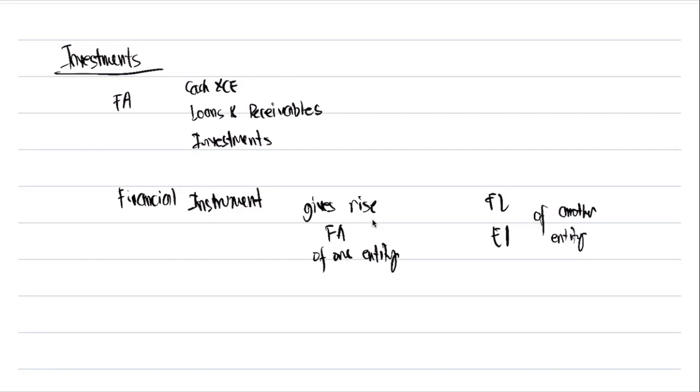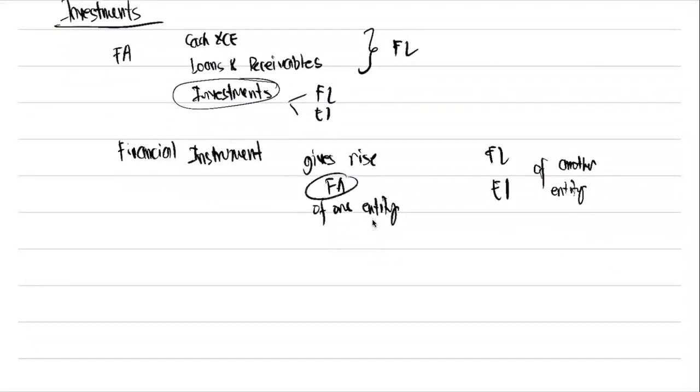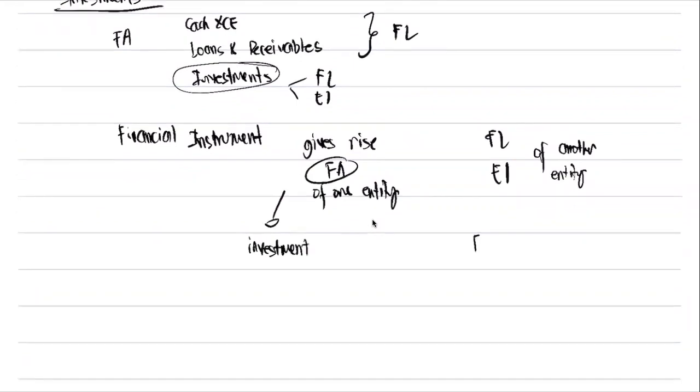Okay, so you already know that cash, loans and receivables, and investments are all financial assets. But cash and cash equivalents and loans and receivables are purely financial assets, and the counterpart is a financial liability. However, an investment is a type of financial asset that has the counterpart of either a financial liability or an equity instrument.